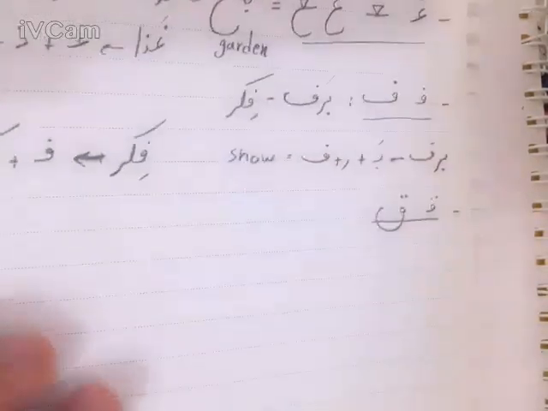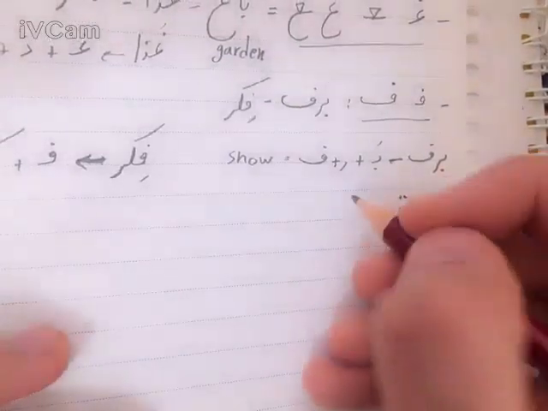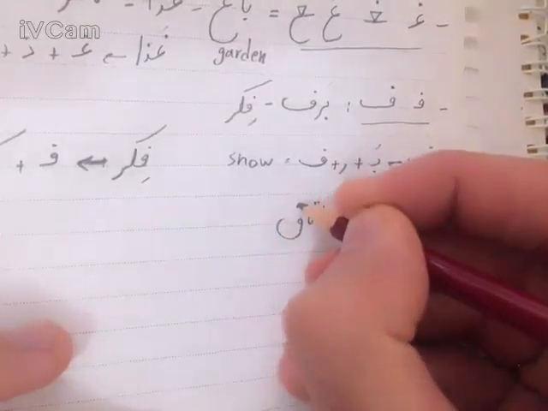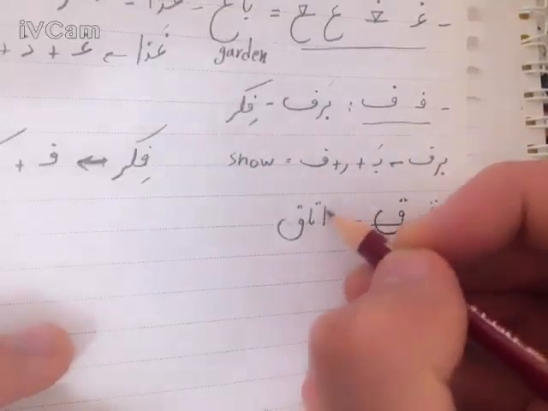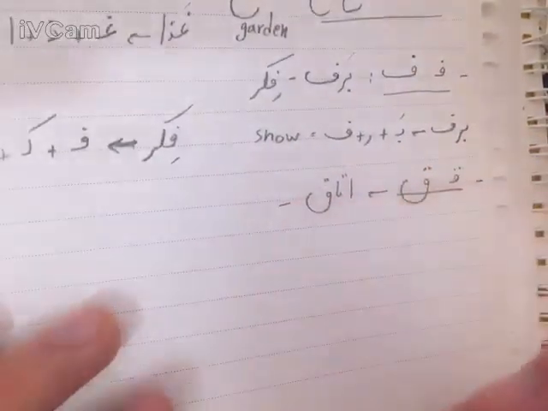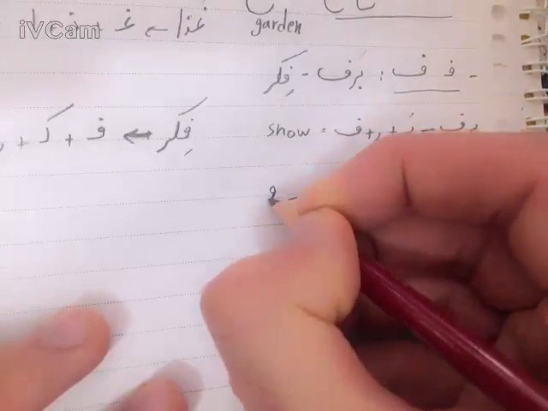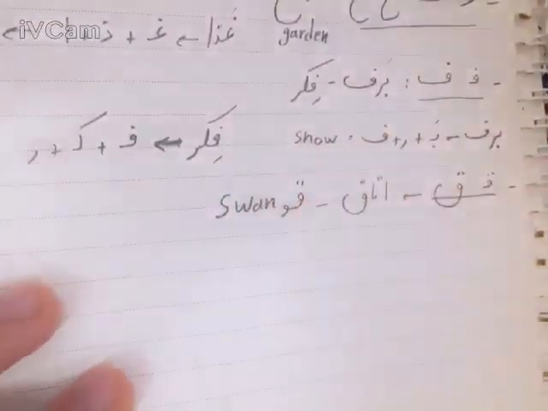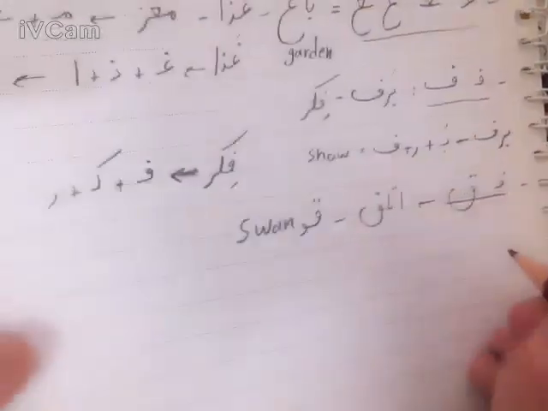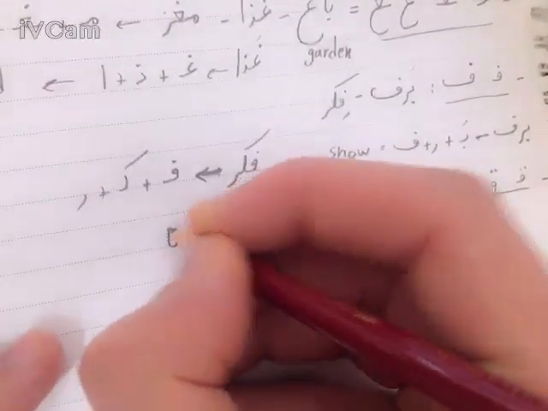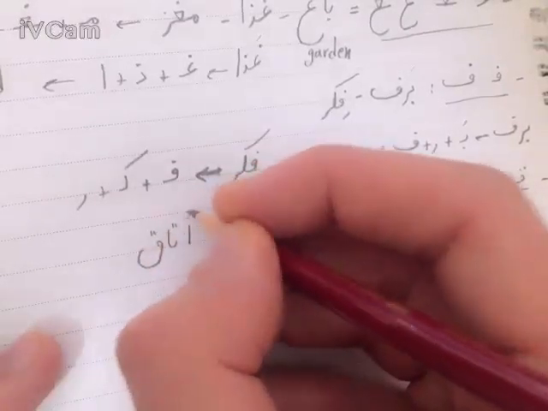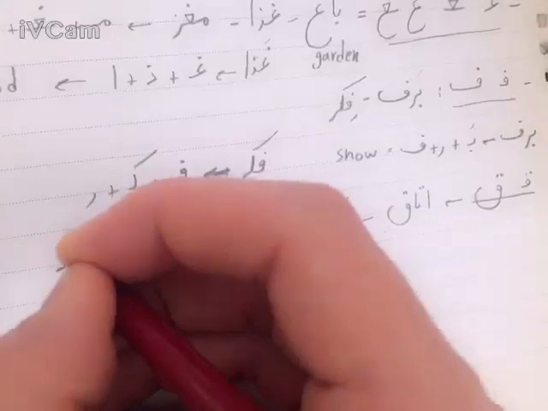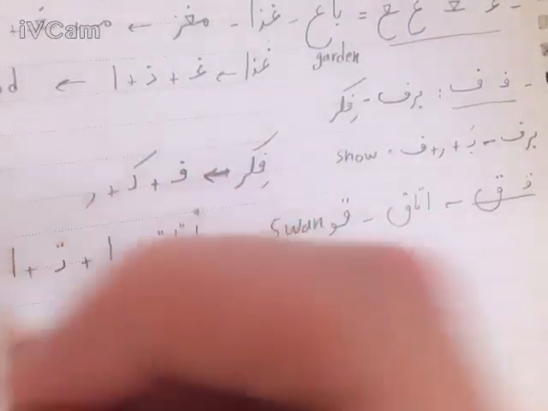For this one we have otaq. Otaq means a room. So otaq, there is an o here. And there is a simple word with it. We have qu. Qu means swan, the bird, swan. And for otaq, there's an o here. It is o plus a plus tag.